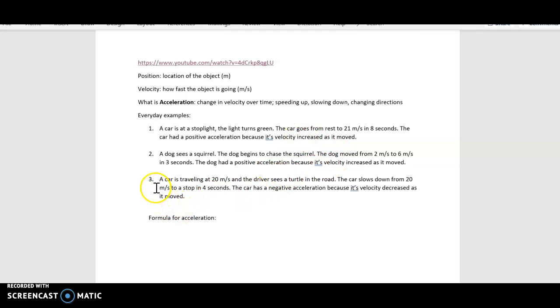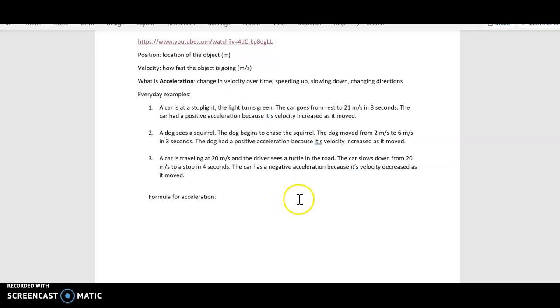Now, the third example, a car is traveling at 20 meters per second already. The driver sees a turtle in the road. The car slows down from 20 meters per second to a stop, stop would be 0, in 4 seconds. The car now has a negative acceleration or deceleration because its velocity decreased as it moved. Okay, so hopefully those examples make sense to you. And now I'm going to show you the formula for acceleration.